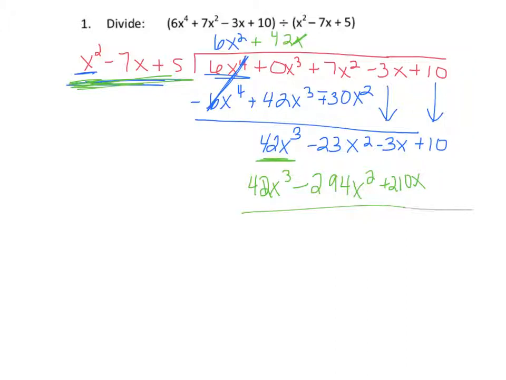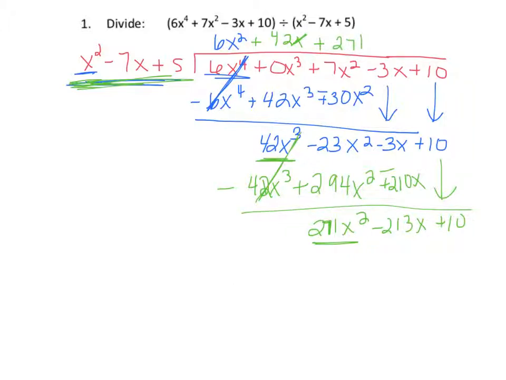And once again, we're going to change all of our signs and add. These cancel. 294x squared plus negative 23x squared is 271x squared. And then negative 210 and negative 3 would be negative 213x. Bring down this plus 10. And we're going to divide 271x squared by x squared. So plus 271. And then we're going to do the same thing that we've been doing.